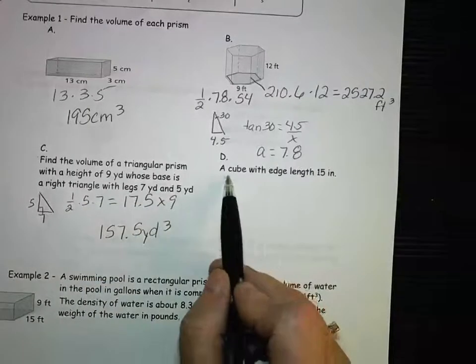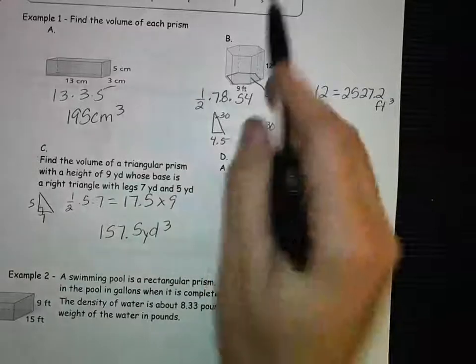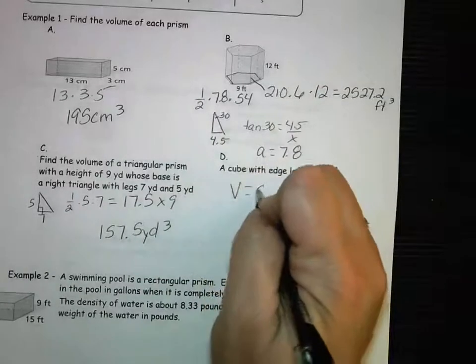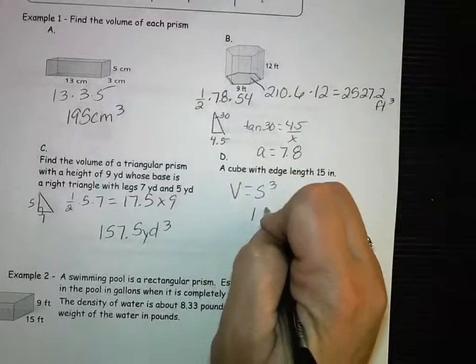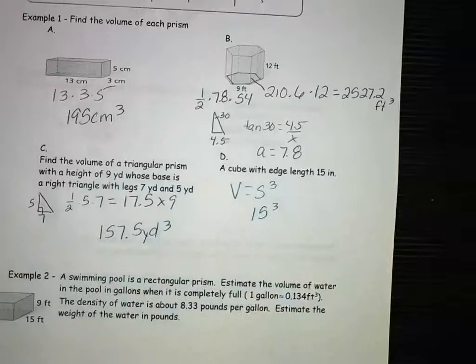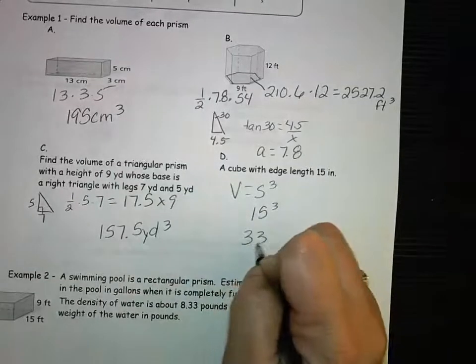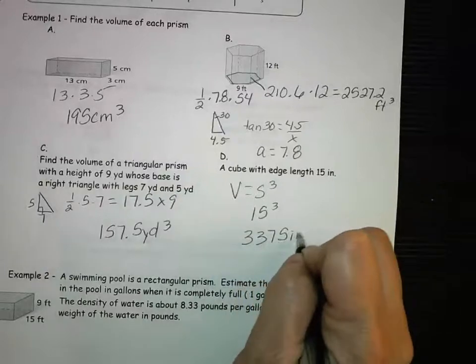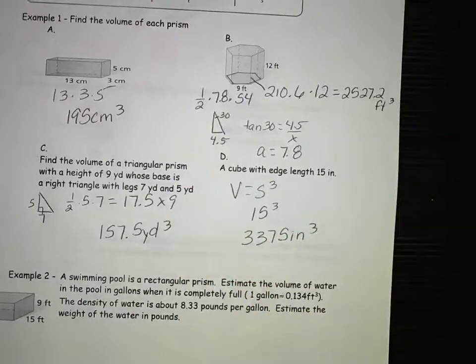And a cube with an edge length 15. The volume of a cube is side to the third. So 15 to the third power, that is 3,375 inches cubed.